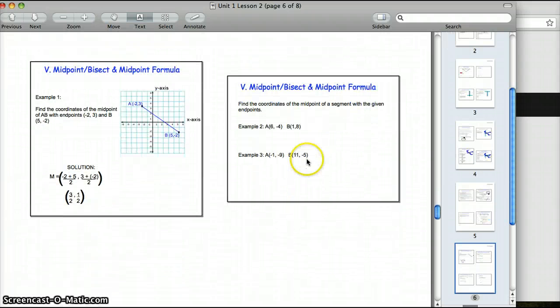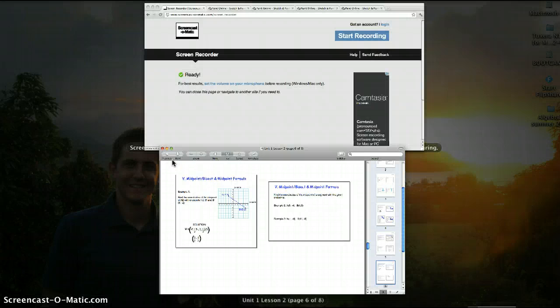Now, we're going to go ahead and look at this first example here. It says find the coordinates of the midpoint of A and B. Now, A's endpoint is (-2, 3), and B is (5, -2). So how do we solve that? Well, let's look.